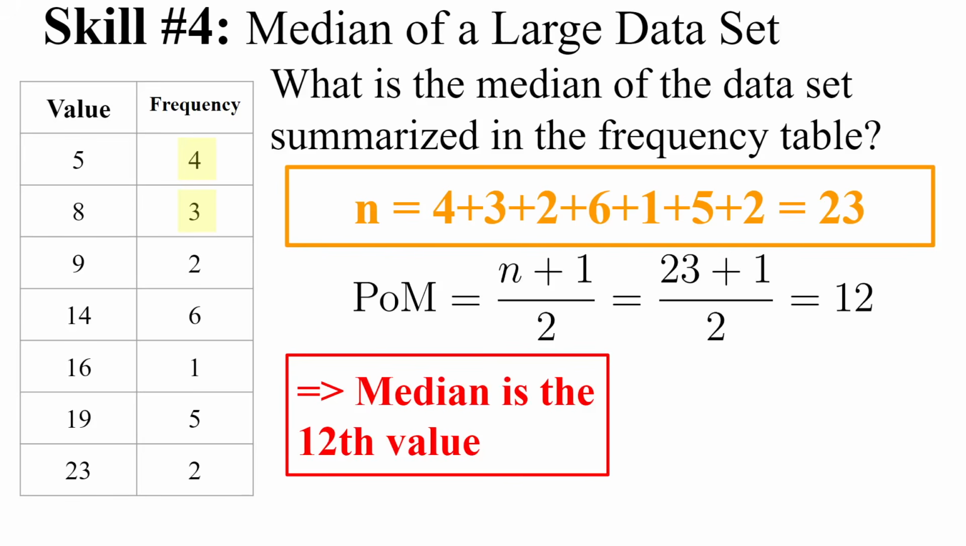4 plus 3 is 7, still too small. 4 plus 3 plus 2, that's 9, still too small. 4 plus 3 plus 2 plus 6, that's 15. Okay, we stop because we passed 12. We're bigger than 12, greater than or equal to 12. So we're going to stop there.